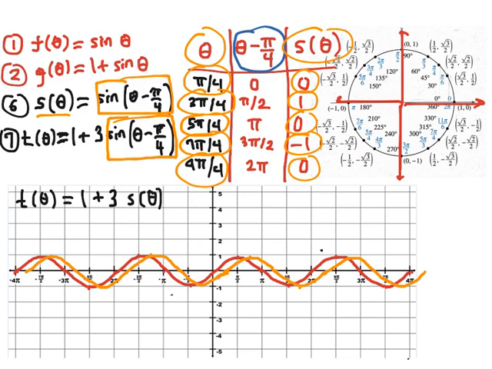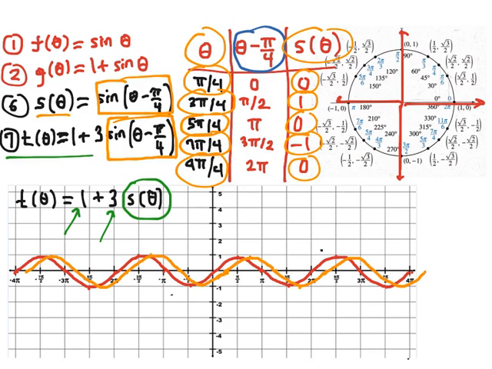So we could write t of theta as 1 plus 3 times s of theta. And what this means is you would take outputs from the function s of theta, multiply each output by 3 and add 1 to get the corresponding outputs for the function t of theta.